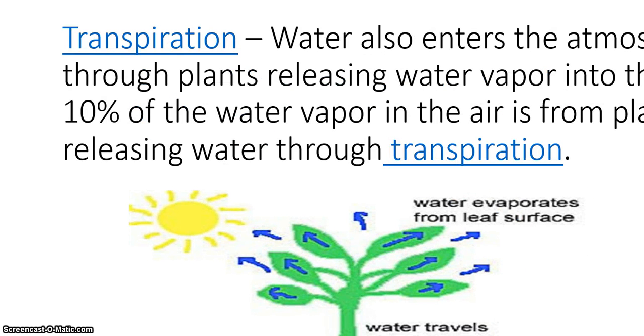Transpiration is something we've only touched on and didn't really talk about in class. Transpiration is when water enters the atmosphere through plants. Plants will bring in water through their roots up to their leaves where photosynthesis takes place, and then from the leaves it releases the water vapor into the air. As it says here, 10% of the water vapor in the air is from plants releasing water through transpiration. Please pause and look at the links here and here to learn more about transpiration.